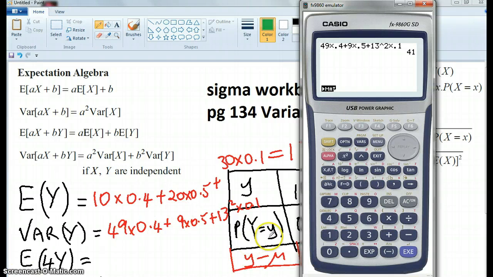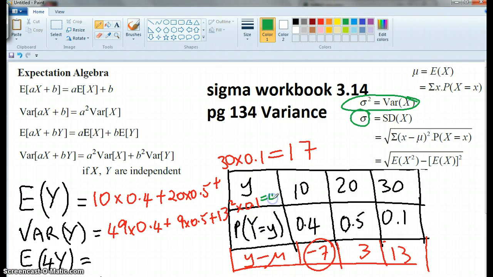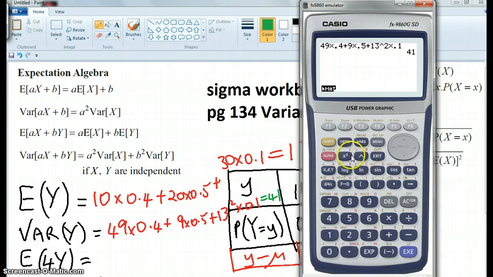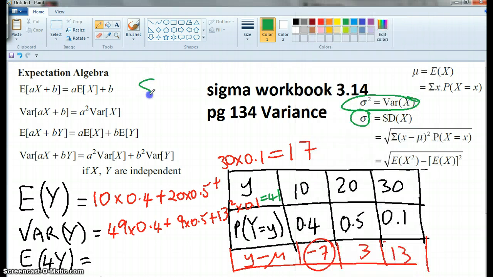Okay, so entering the correct numbers, we actually get 41 here. So when we've got that 41 for var, we then take the square root of it to get the standard deviation. So the standard deviation is 6.4. So standard deviation of y is 6.4. And that's what we got with the calculator version. So that's sweet. Okay, we're good?